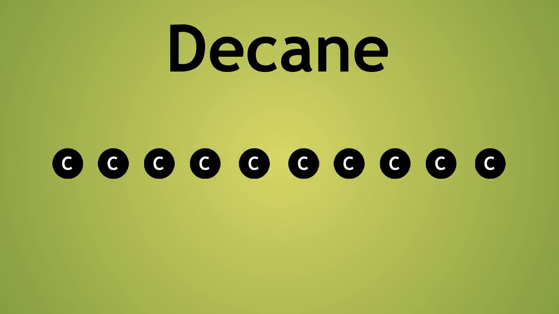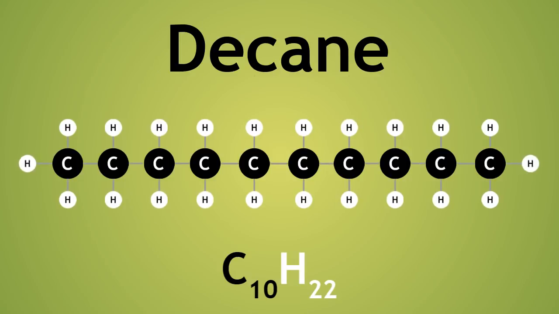You should have got the answer C10H22, where n equals 10 for the 10 carbons. Therefore, 10 multiplied by 2 equals 20, plus 2 equals 22. 22 hydrogens.